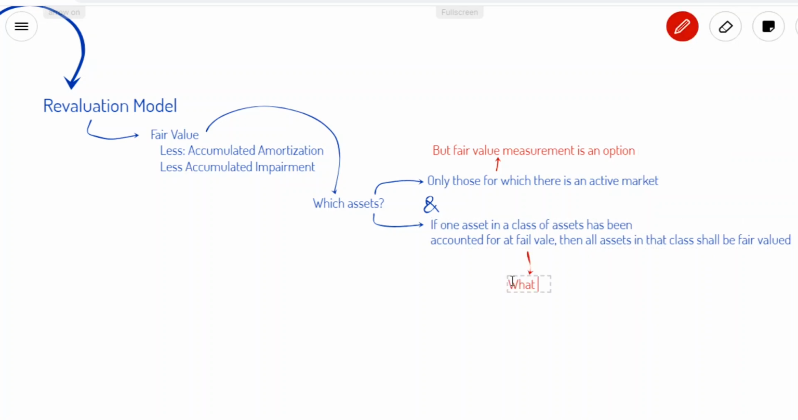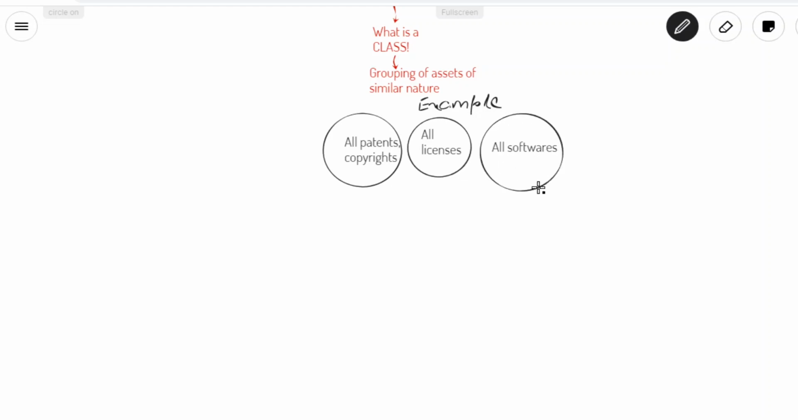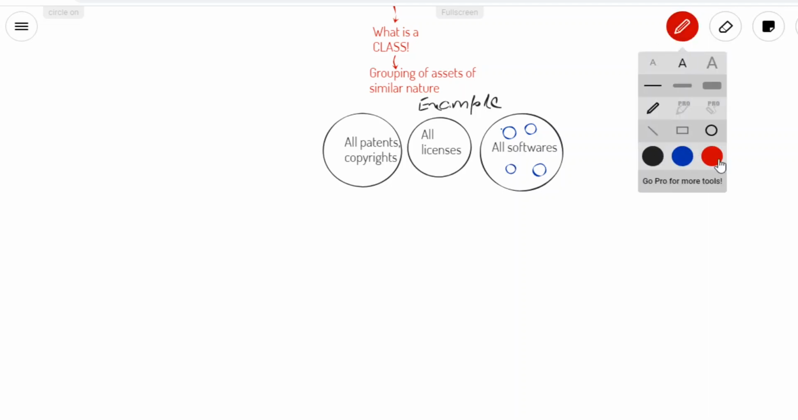Now, what do we mean by the same class? A class of intangible asset is a grouping of assets of similar nature. For example, there could be a class of intangible asset with all the brand names that an entity has. A class may contain all the computer software of that entity. A class may contain all the licenses and franchises of that entity. Similarly, a class may contain all the copyrights, patents, and other industrial property rights that the entity holds. So, a class is a grouping of assets of similar nature.